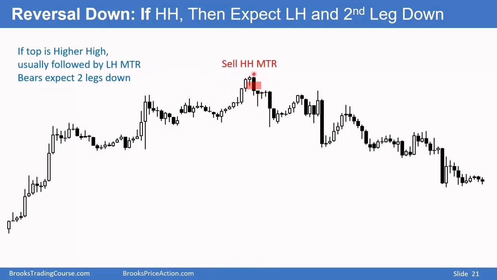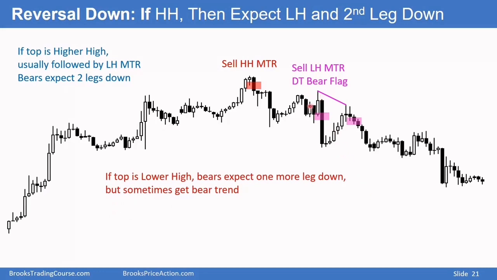Higher high major trend reversal, bull trend, bear breakout, 10 to 20 bars sideways. Expect a reversal down, either below that doji bar, below that bear bar, below this bar, or you could wait and sell the lower high here or below these bars. Double top bear flag, you could sell below that bar, looking for another leg down, expecting a series of lower highs and lower lows, a bear trend.